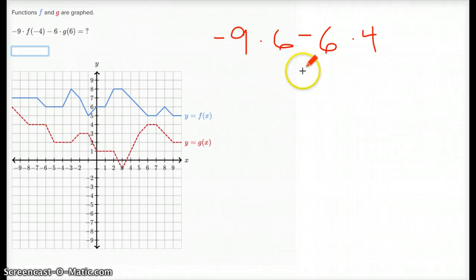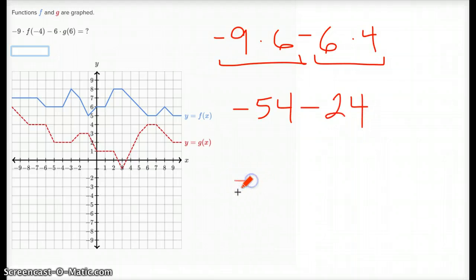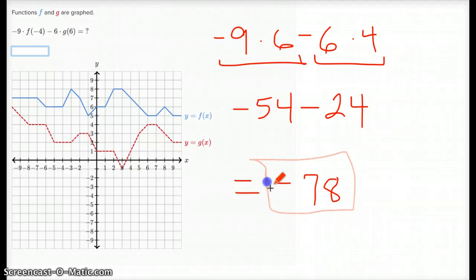And so following the order of operations, we're going to split it up like this. And so -9 times 6 is -54. And then -6 times 4 is -24. And then we end up with a final value. After we subtract that, we get -78. And that's our final answer for this problem.